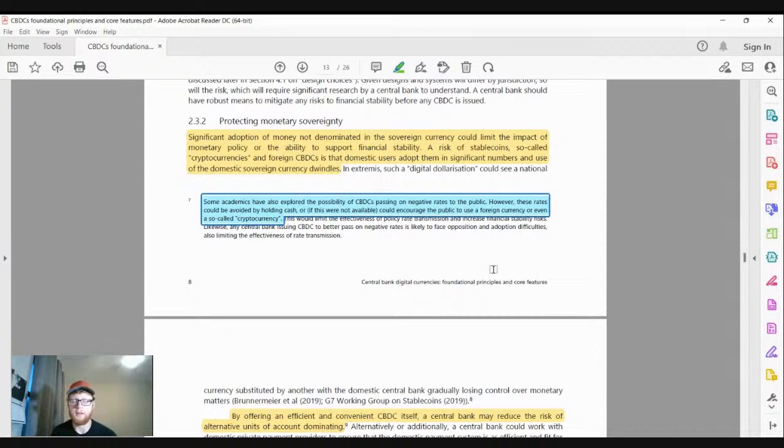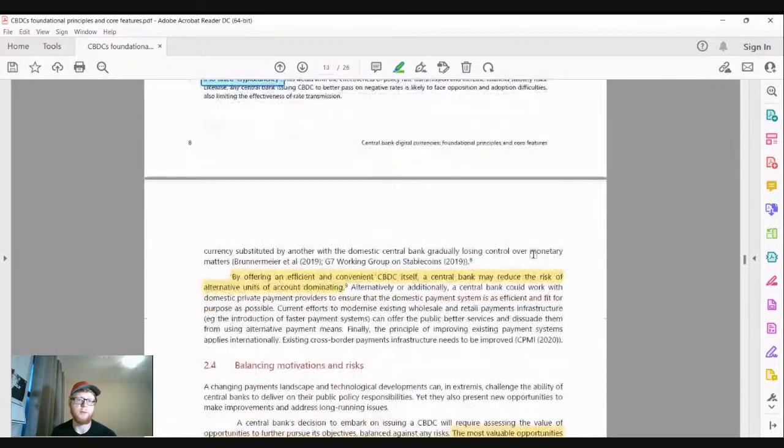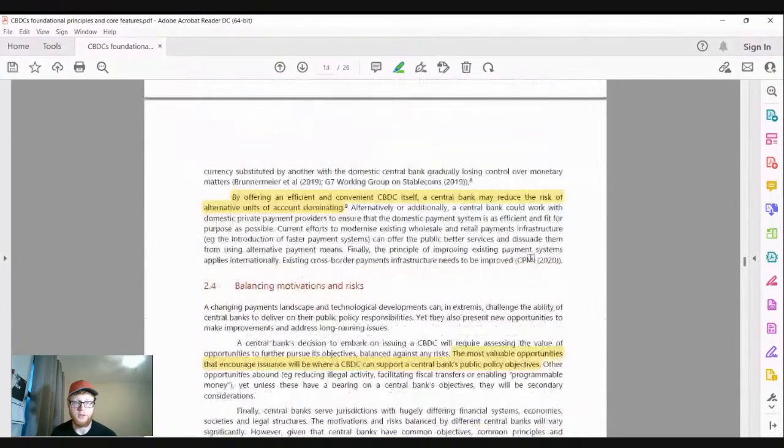The IMF, or not the IMF, the BIS is one of the participants, I guess you could say, in this paper, along with a lot of the world's largest central banks. So like the Swiss National Bank, Bank of Japan, Bank of England, the Board of Governors for the Federal Reserve and the Bank of Canada, and there's a few other ones in there as well. And as always, you can actually look at the source and read this paper yourself, which will be linked in the description as always.